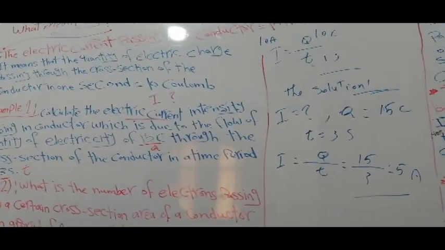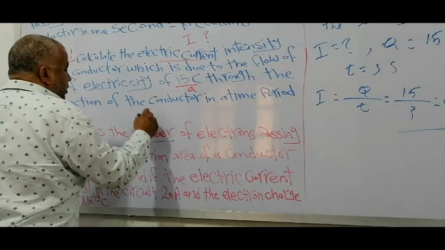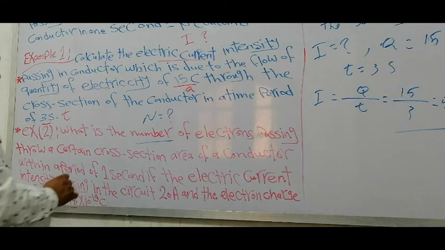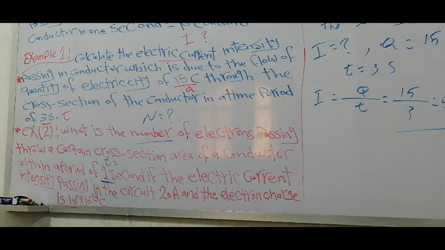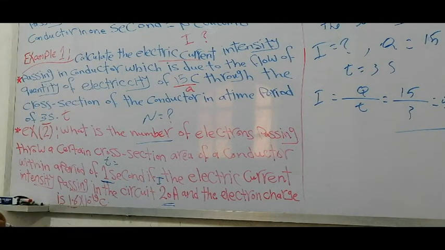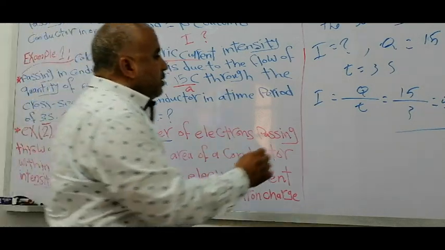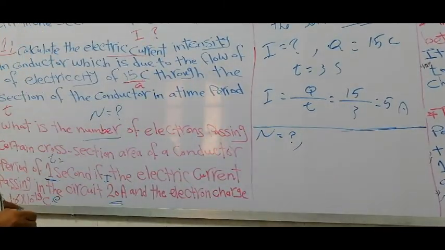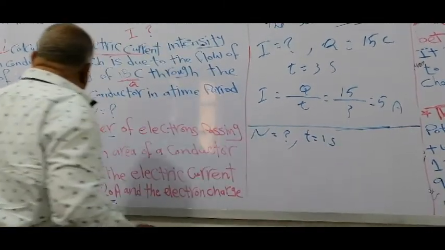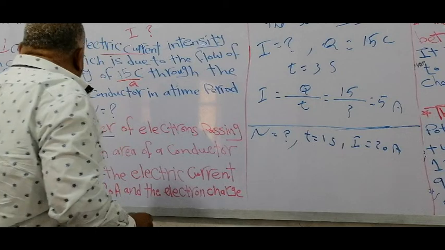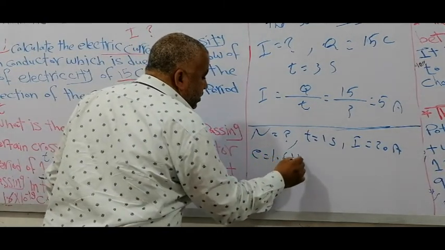The second example: what is the number of electrons passing through a certain cross-sectional area of a conductor in a period of 1 second, T, if the electric current intensity passing in the circuit is 20 amperes I, and the electron charge is E? N is unknown, time is 1 second, I is 20 amperes, E, the charge of an electron, is 1.6 times 10 to the negative 19.